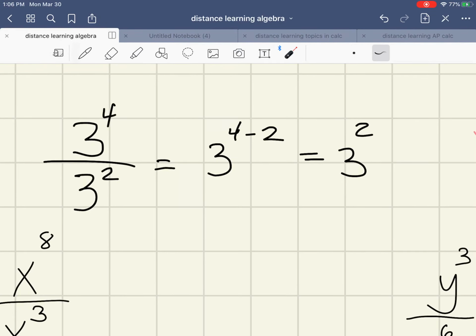So for example, if we had 3 to the 4th power divided by 3 to the 2nd power, we can have 3 to the exponent from the numerator minus exponent from the denominator. And we would have 3 to the 4 minus 2, which gives us 3 to the 2.